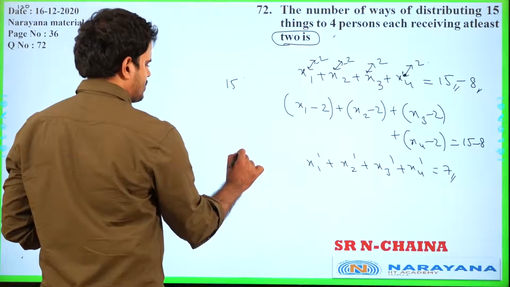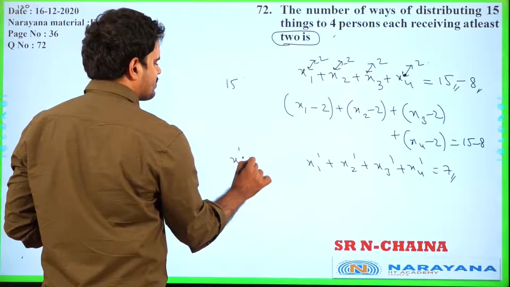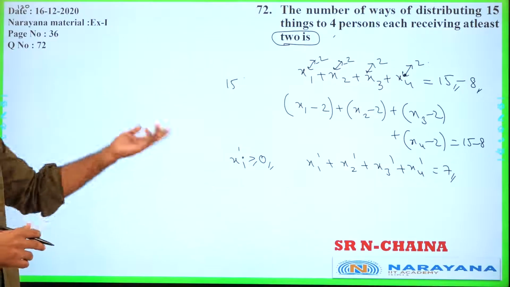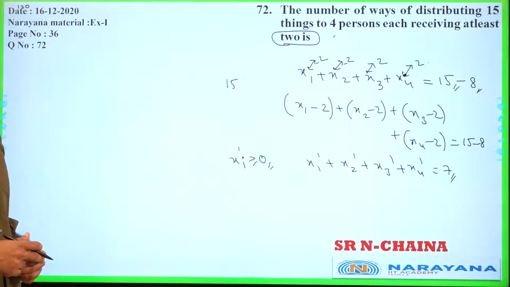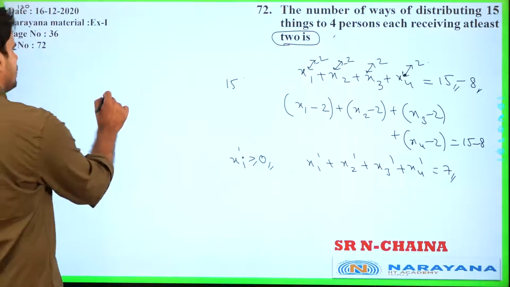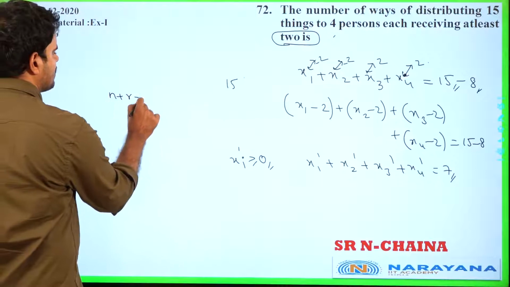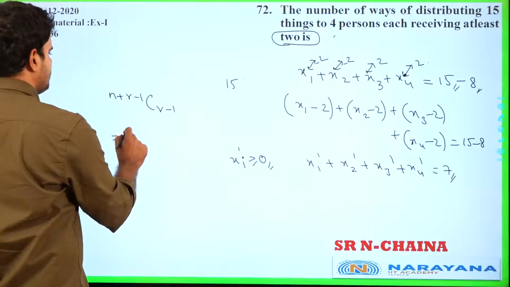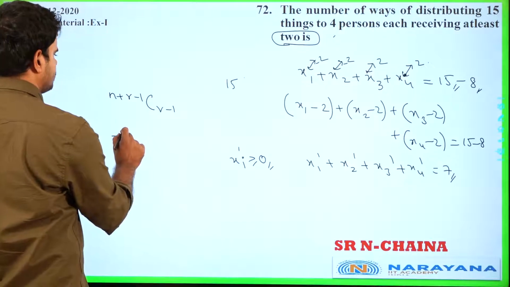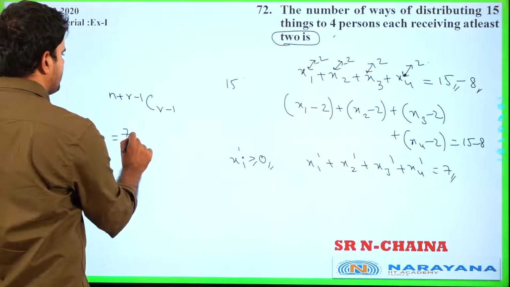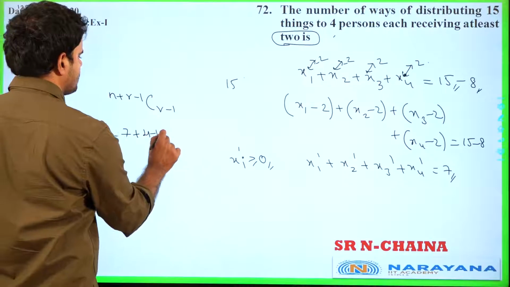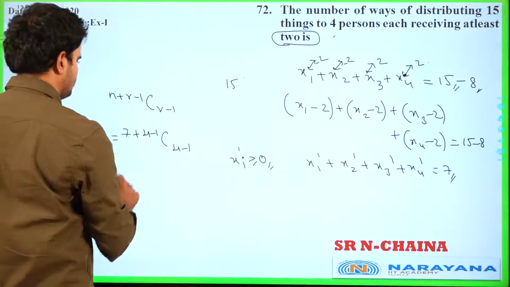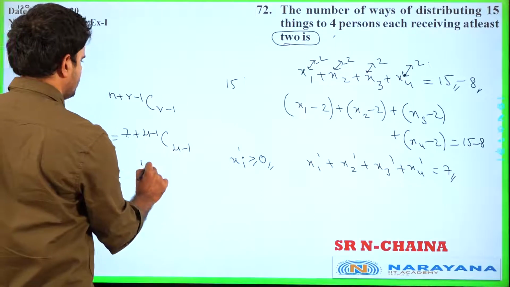Every Xi dash is greater than or equal to 0. They can be 0, 1, 2, 3, whatever numbers. Directly it is our formula. What is the formula, people? N plus R minus 1 C R minus 1. Here N is 7, so 7 plus 4 minus 1 C 4 minus 1. How much do you get? It is 10C3, people.